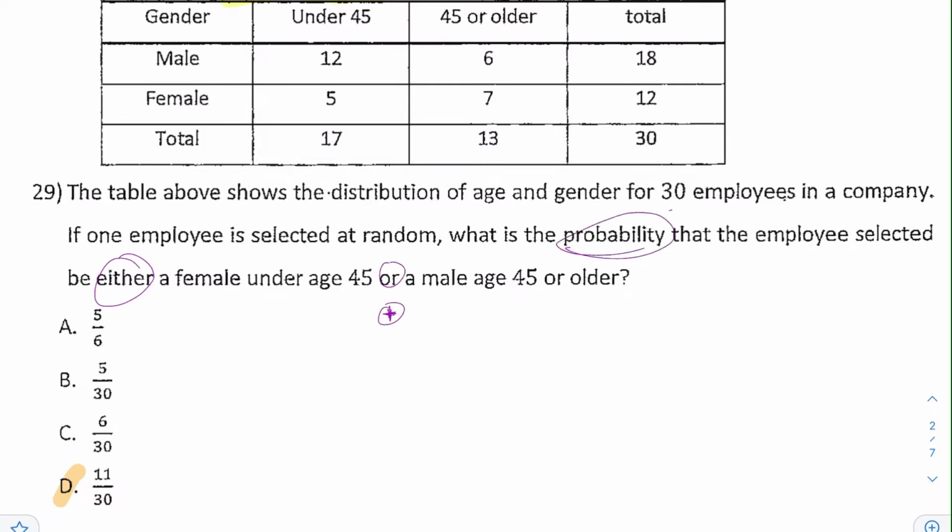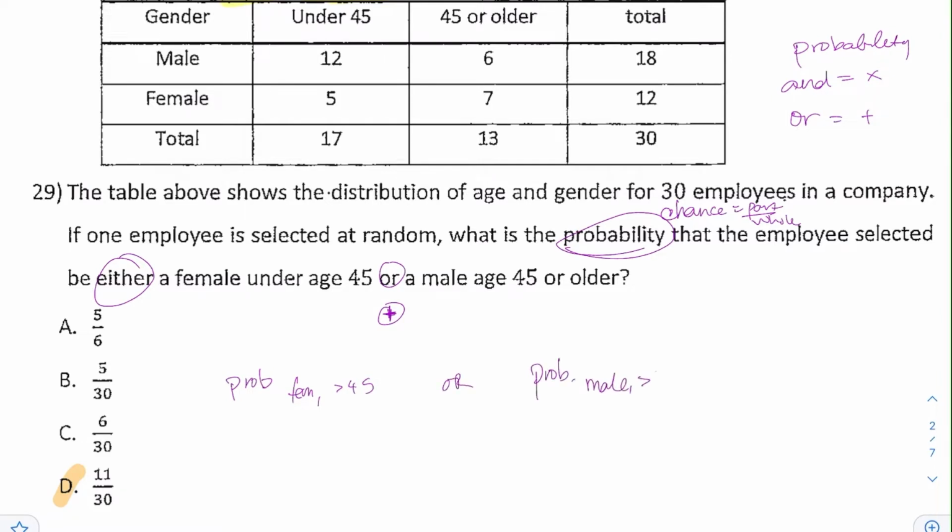So if you have a probability or chance question, which is part over whole, for probability questions, and means you want to multiply the percentages, whereas or means you want to add the percentages. In this case, you have the probability of female less than 45, or the probability of a male greater than 45, or means you want to add the probabilities.